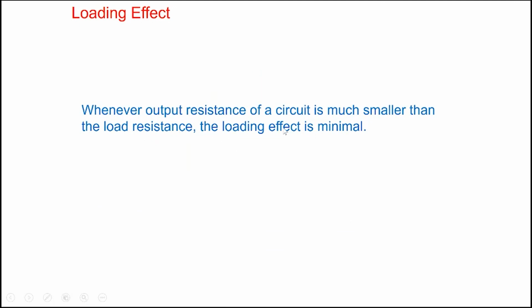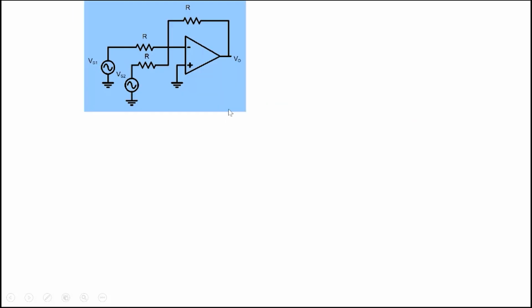And so if you're connecting two pieces of circuit and you want the second circuit not to affect the first circuit, then you have to ensure that the output resistance of the first circuit is much smaller than the load resistance. R0 is much smaller than RL, which is true in all our op-amp circuits here.